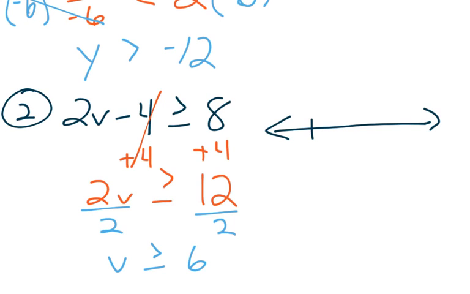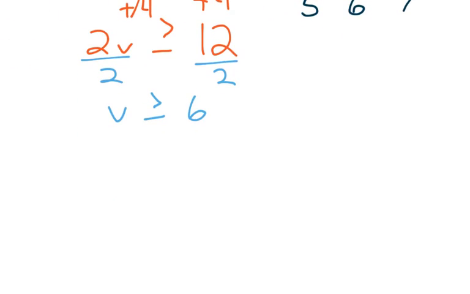Okay, so when we go and make our number line here, we'll have 5, 6, 7. We are going to have a closed circle this time because we have the or equal to part. Okay, so we're going to have a closed circle at 6, and then it says v is greater than or equal to 6. Greater than is always out to the right, so we're going to bold our number line and then make our arrow out to the right.